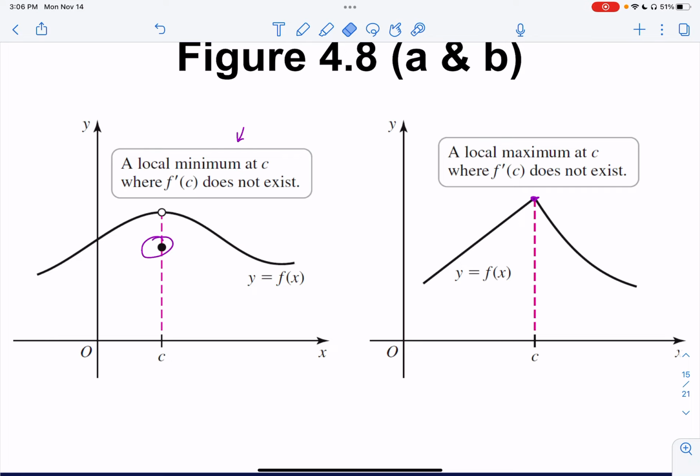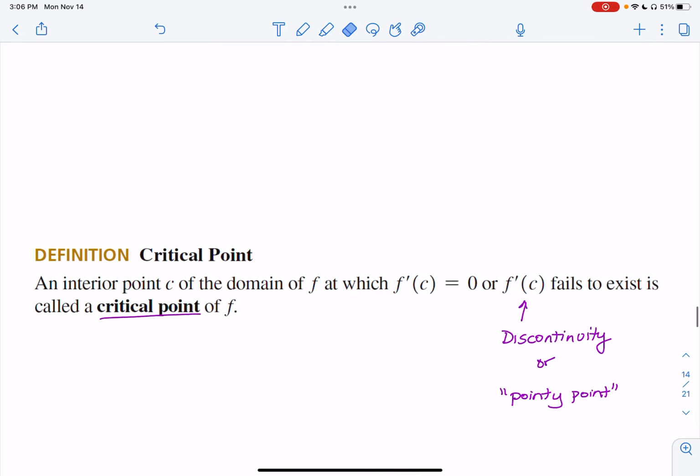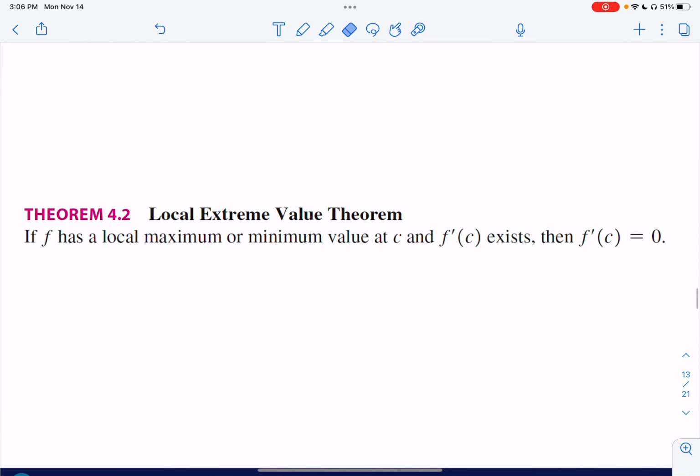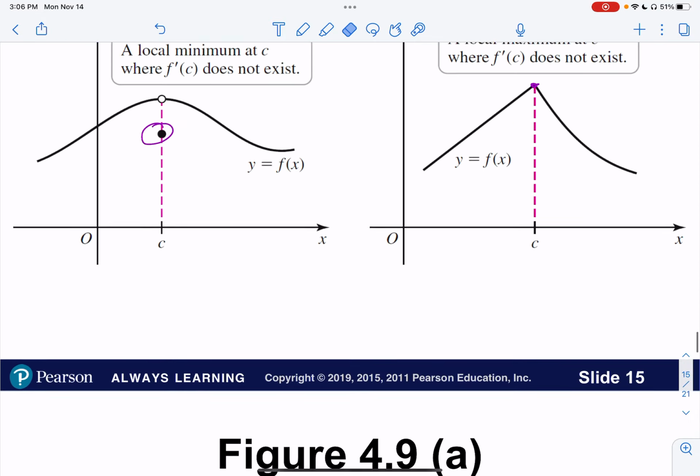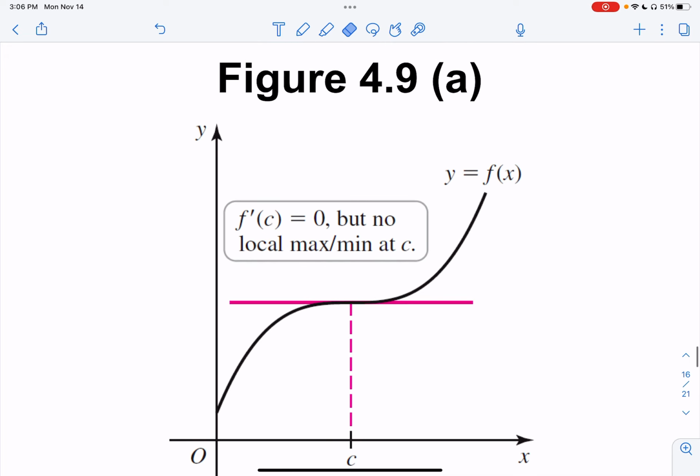One side note is we were just talking about that local extreme value theorem, which said that if f has a local maximum or minimum at c, and the derivative of f at c exists, then the derivative of f at c is equal to 0. The converse of that isn't necessarily true. We can have a derivative at c equal to 0 and not have any local extrema there. Figure 4.9a is an example of that.